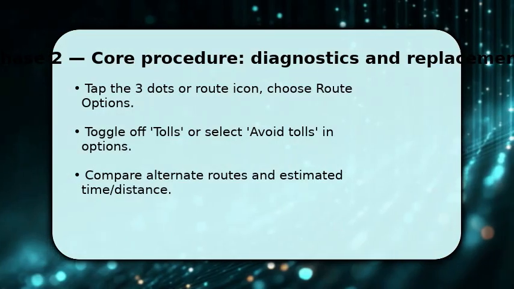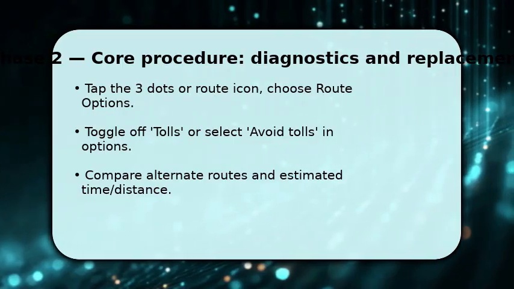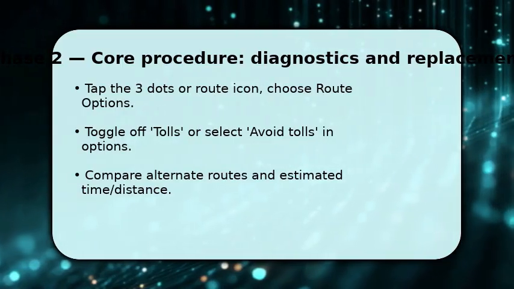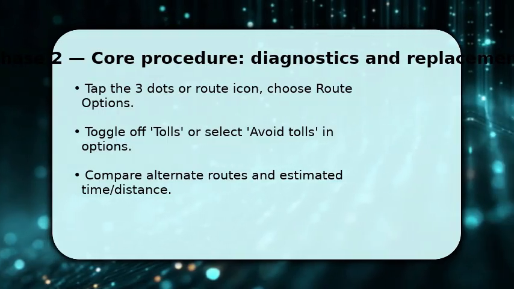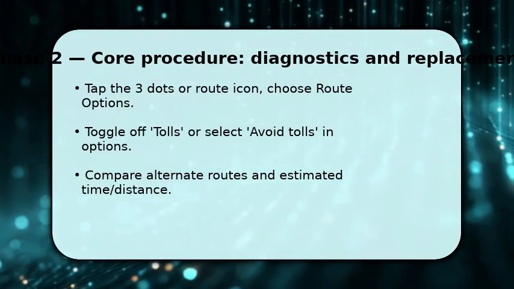Now focus on the middle steps. From the route screen, tap the three-dot menu or route icon, then pick route options. Toggle off the tolls setting or select avoid tolls. Waze will instantly recalculate alternatives.